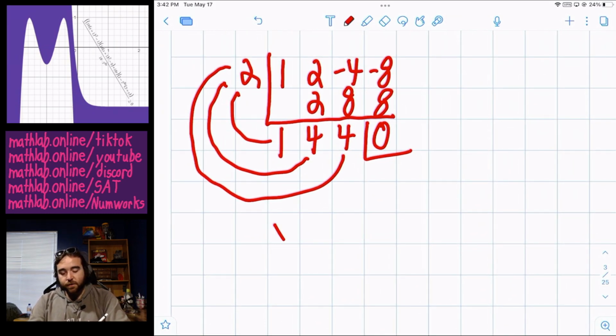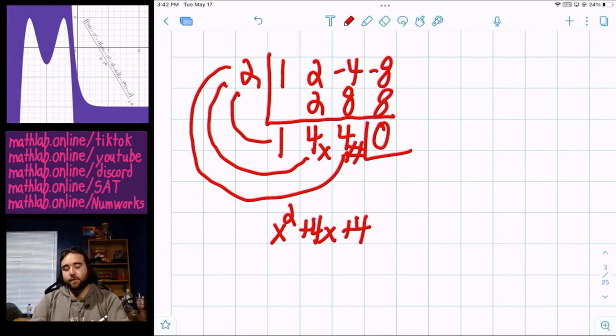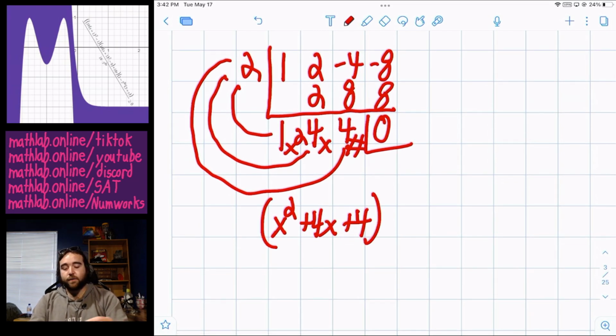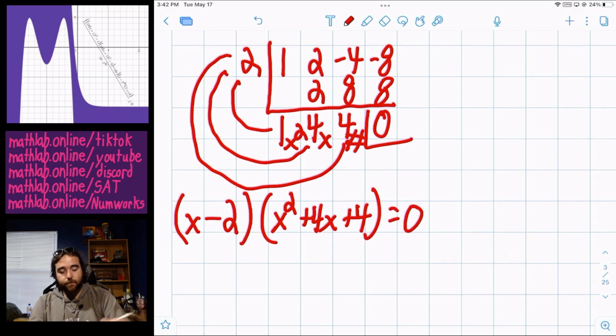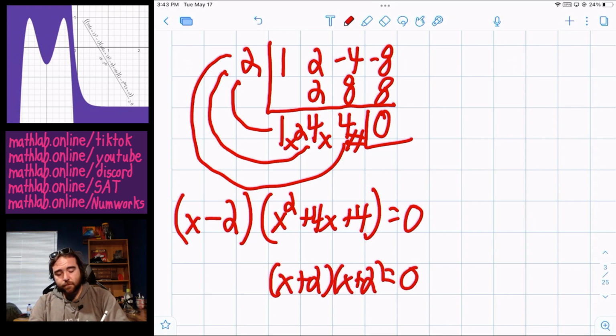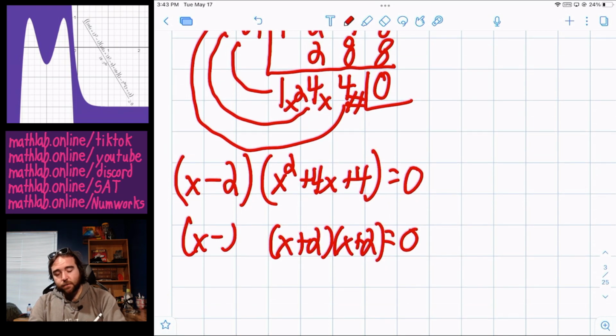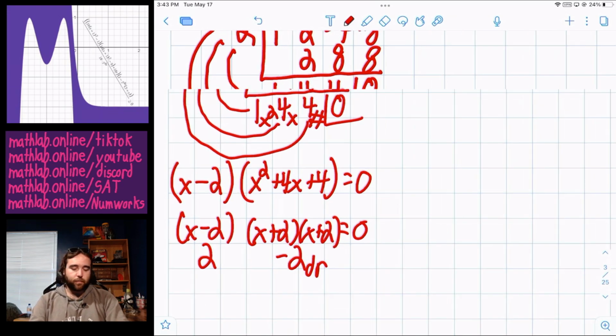So what do we have now? Our result shows that we have x squared plus 4x plus 4, because this one on the right is always the plain number. This is the x, and this is the x squared, and so on. And so that's one of our factors. Our other factor is, we found 2 was a solution. So if 2 was a solution, that means that x minus 2 is a factor. And now we can keep factoring. This is x plus 2 times x plus 2, and this is x minus 2. So what are our solutions? 2 and -2, double root.